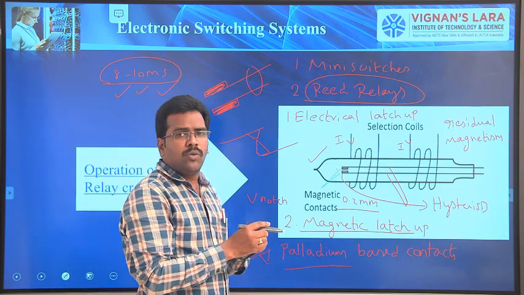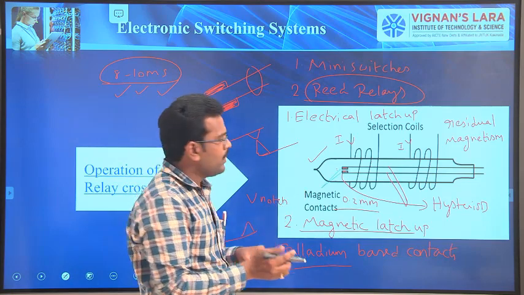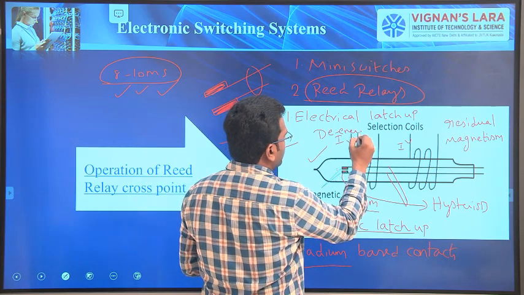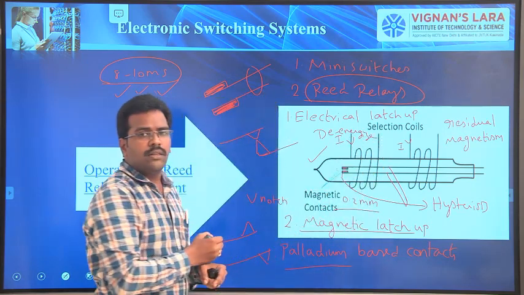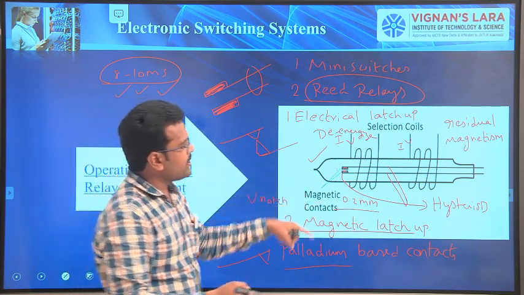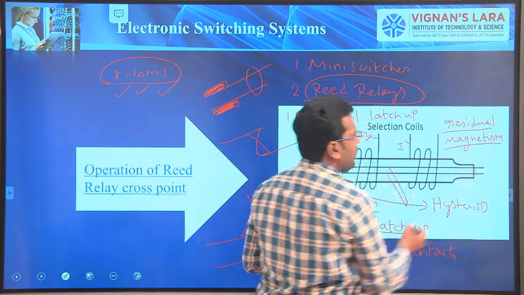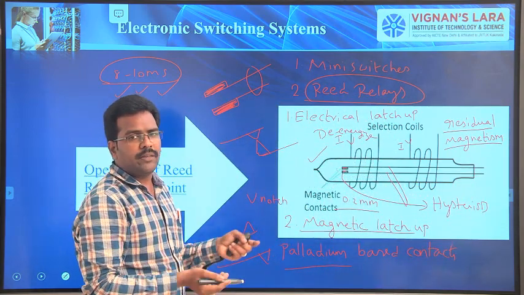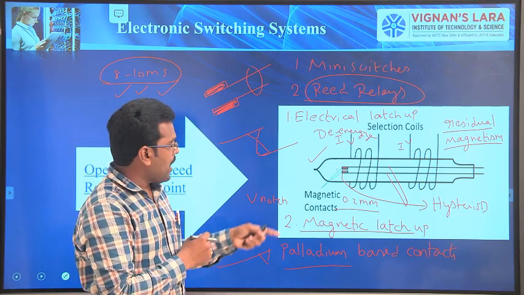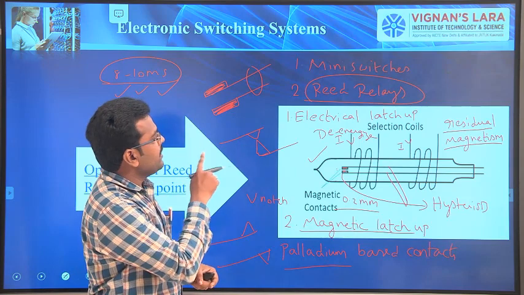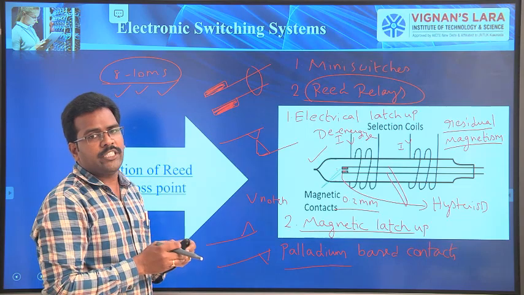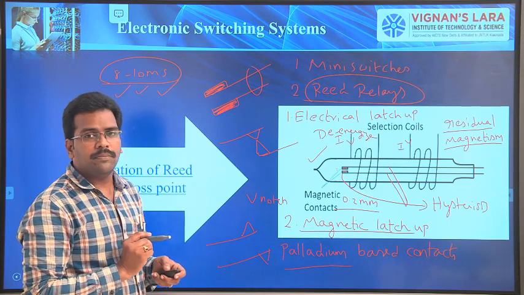Okay, now how to open the circuit? To open the circuit, we have to apply a de-energizing current to overcome this residual magnetism property. Therefore, the circuit will be open. So this is the operation of electrical latch-up and magnetic latch-up used in reed relays. So this is the entire discussion of cross-point technology. Okay, thank you.